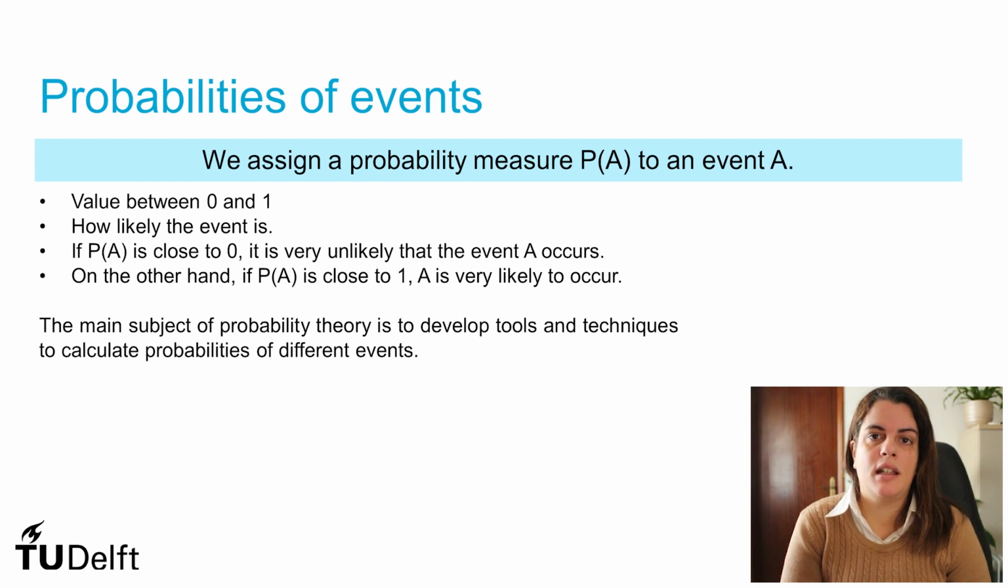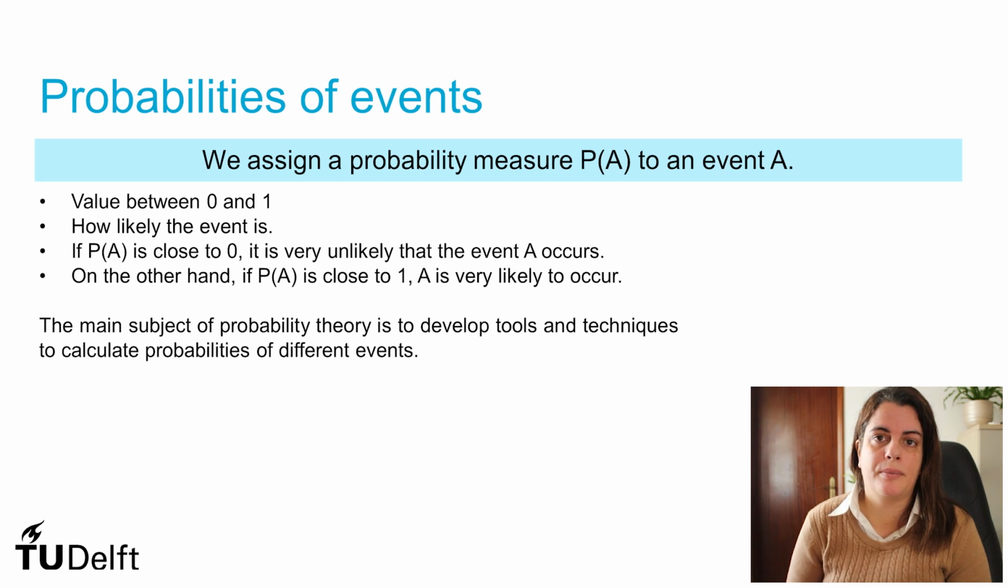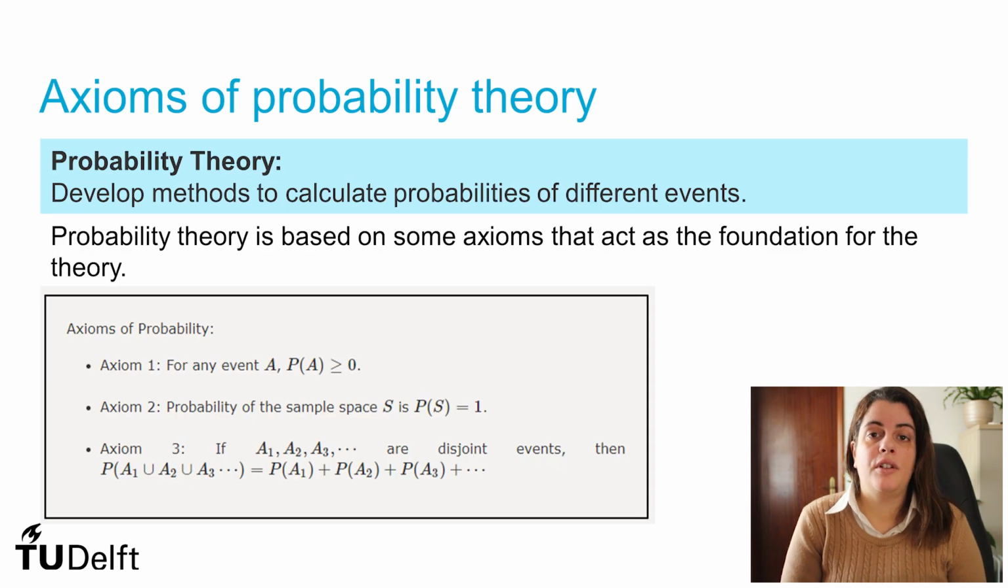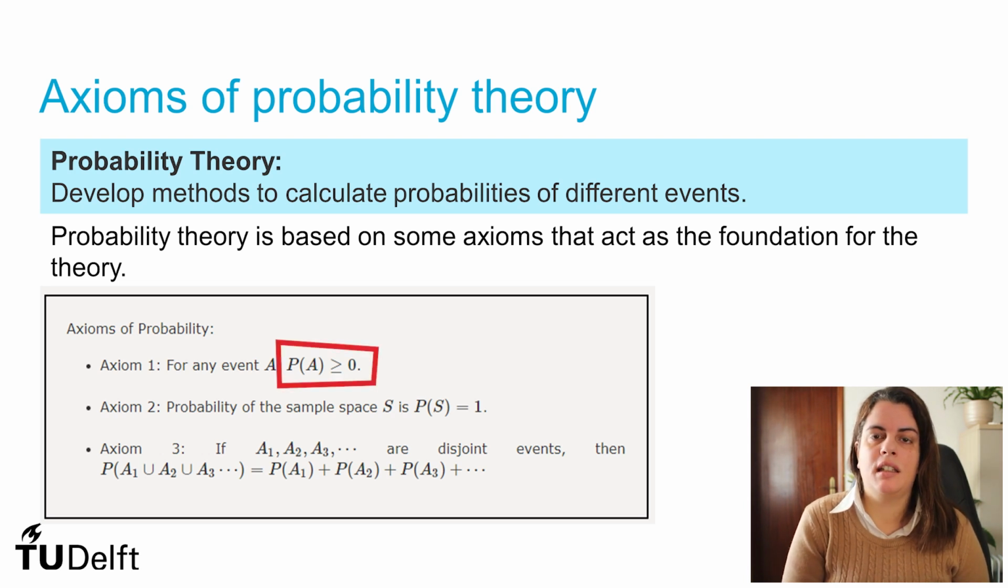So what happens when we assign a probability measure to a certain given event? As you already know, a probability is just a value between 0 and 1. It's just a number. And when it's 0, it means that the event is impossible, and when it's 1, it means that it's always certain. It will always happen in the future. So probability expresses how likely an event is. In order to estimate the probabilities of events, probability theory has its foundations on 3 axioms. The first axiom being that the probability of a given event is always greater than or equal to 0.